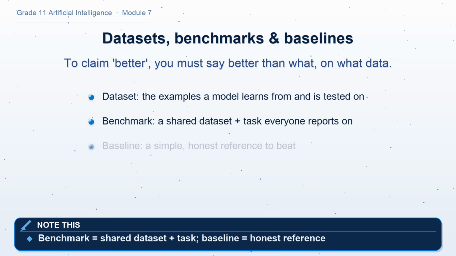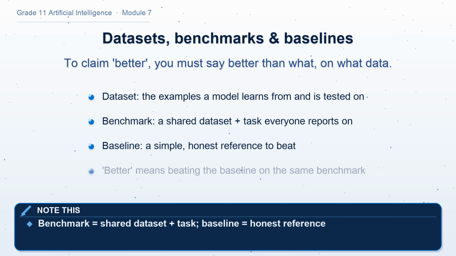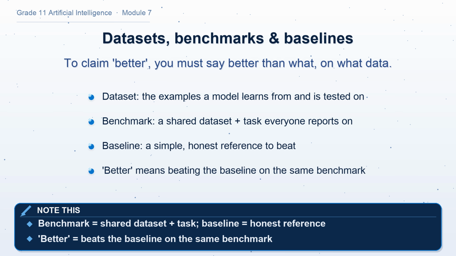Why a baseline? Because a number on its own means nothing. Saying a model scores 90% is empty until we ask 90% compared to what? Real progress means beating a sensible baseline on the same benchmark under the same rules. And once we have a result, we must show others can repeat it.